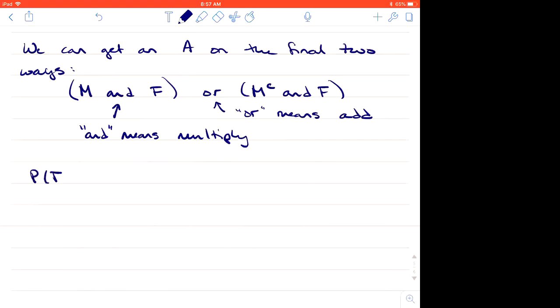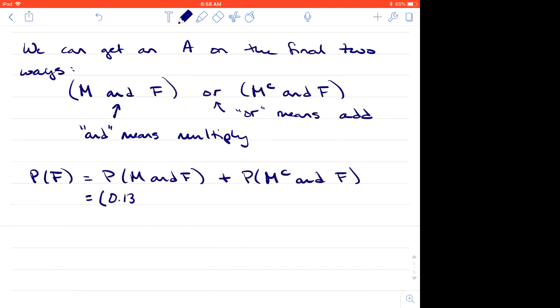So what we can say is the probability of getting an A on the final F is the probability of M and F plus the probability of not M and F. Probability of M and F, we said was 0.13 times 0.47, plus the probability of not M, 0.87, times F, which was 0.11.